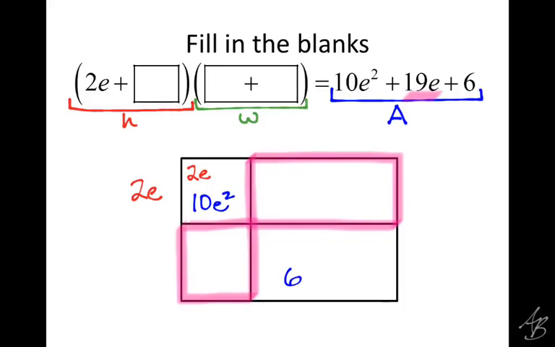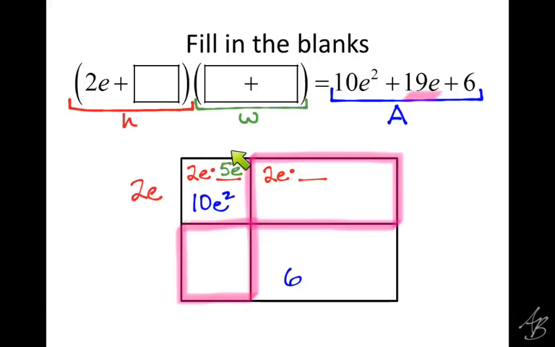I can multiply 2e times something to get this area. And I'm also going to do 2e times something to get this area. Now, this doesn't help me out a whole lot because I don't know what the area of this one is yet, but I do know this one. What's the width of this one going to have to be to give us an area of 10e squared? 5e. Okay, so I'm going to put the 5e in here, which means then that the width of this right here is what?